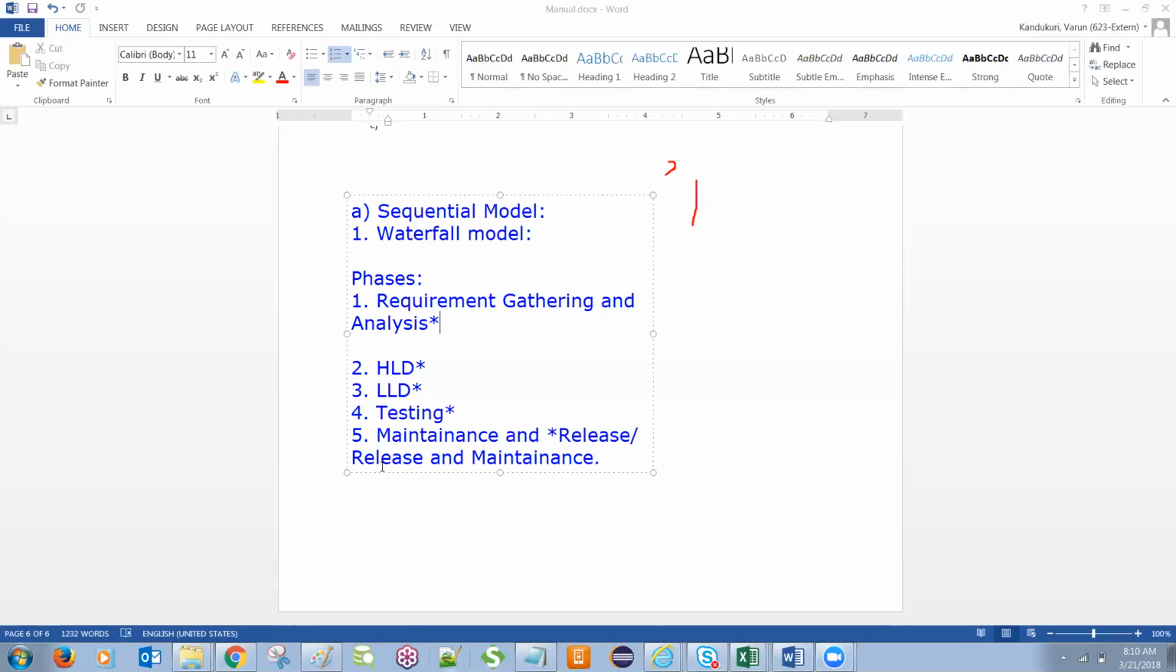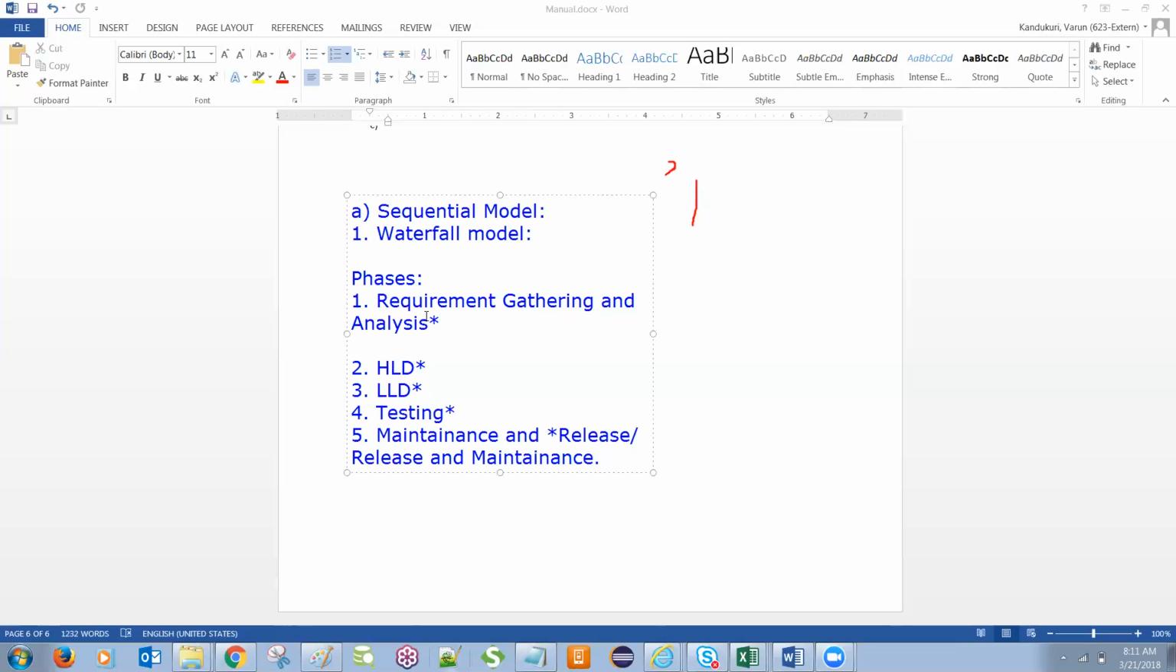So all these phases go one after the other. After completion of one phase, only then will we start the next phase, and after completion of that phase, only then will we start the next. Like that, after completion of one phase, we start the next phase. And that is called a sequential model.